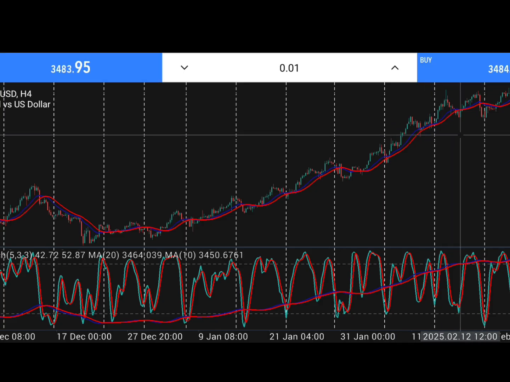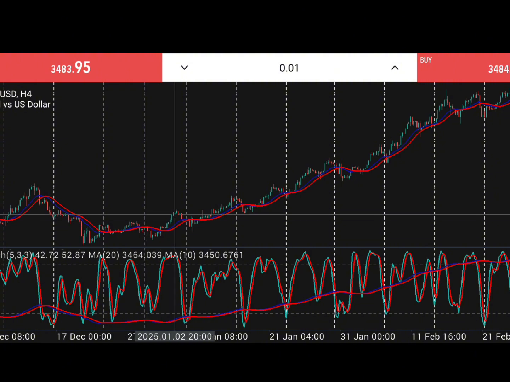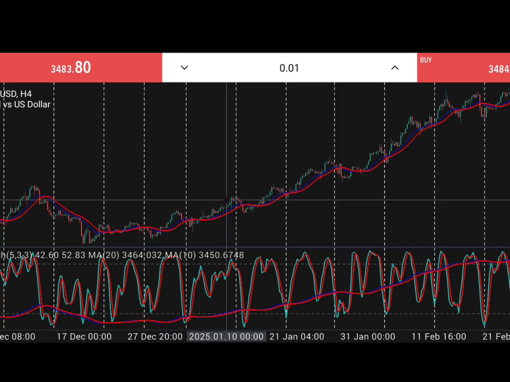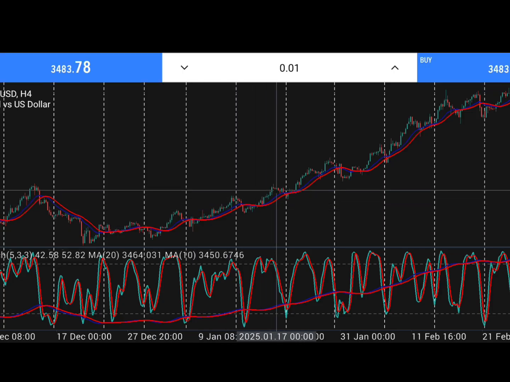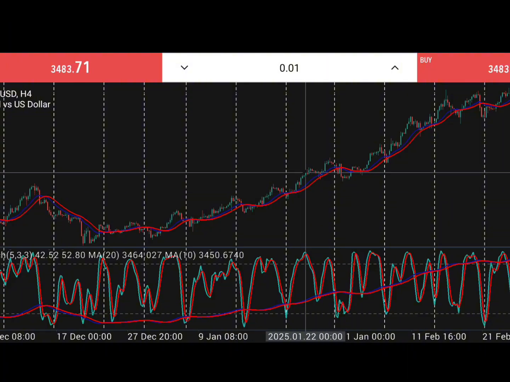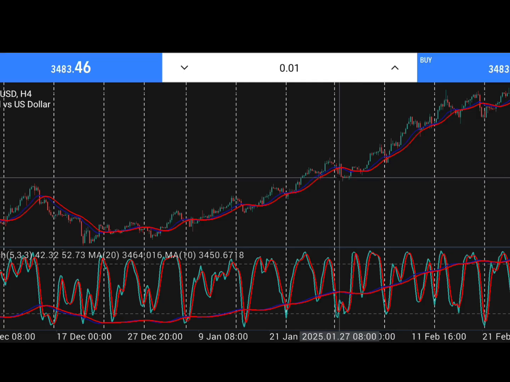So what is it expecting from me? In an upward market, I buy. In a downward market, I sell. I buy here, I sell here. I buy here, I sell here. I buy here, I get out of the market here. If I'm patient enough to wait, come here. I look at this place. I don't enter.